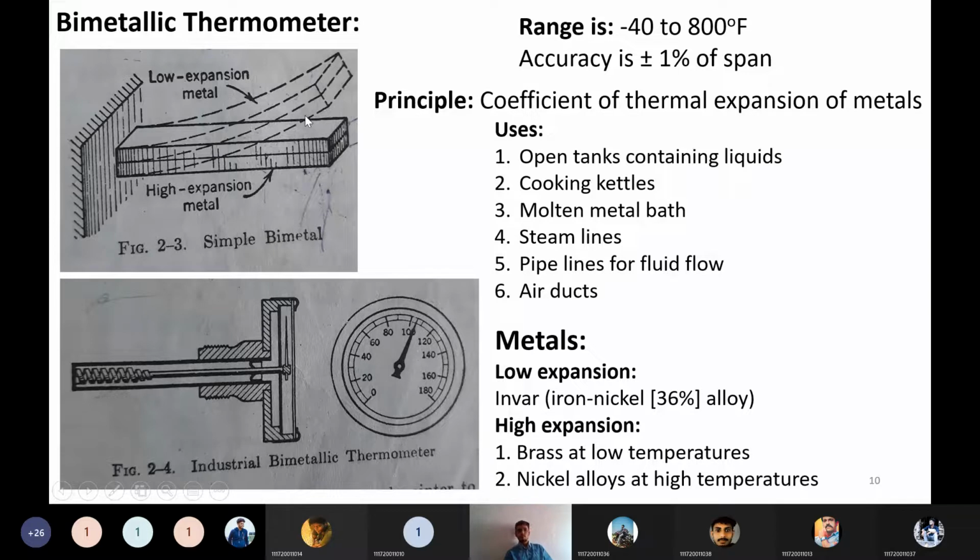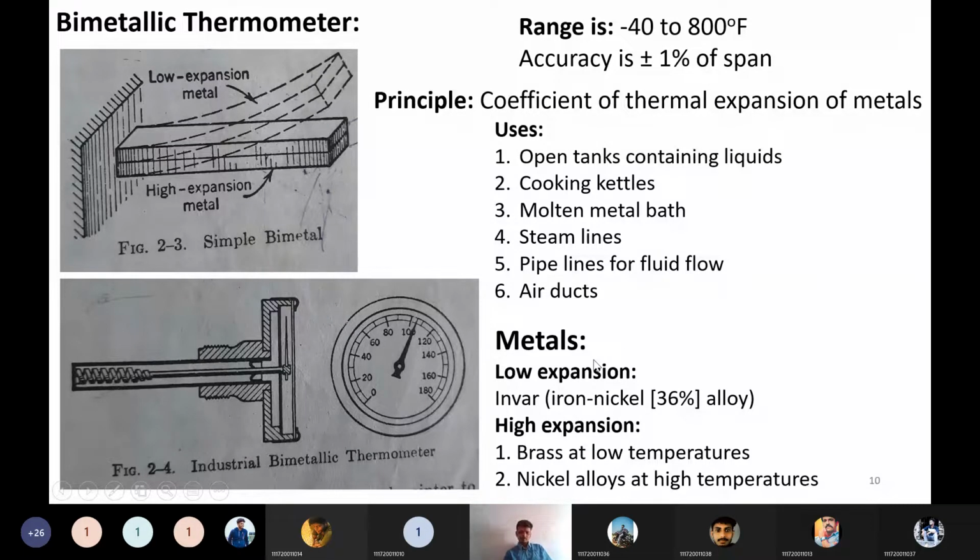If the low expansion metal is fixed, that will be expanded, and the high expansion metal will be retained like that. So the difference in the expansivity of the metals is used as a principle to determine the temperature. Similarly, the mercury and glass thermometer has almost the same uses as this type of thermometer.